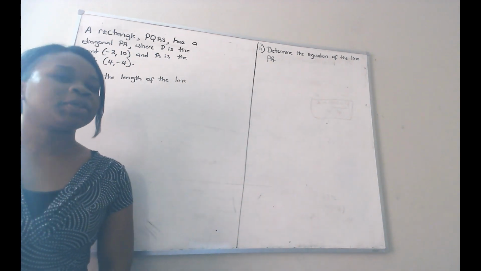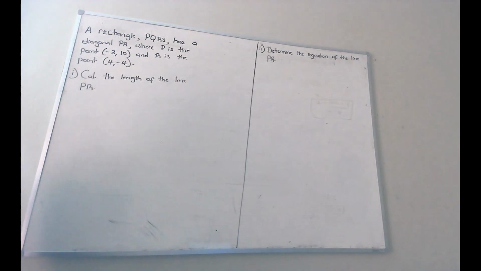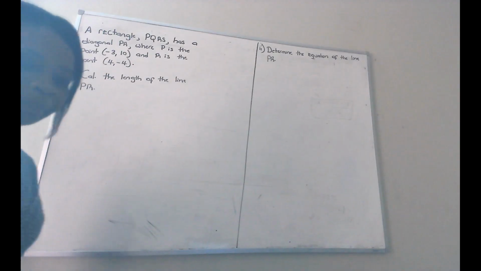Now on to our next question. A rectangle PQRS has a diagonal PR where P is the point (-3, 10) and R is the point (4, -4). We're asked to calculate the length of the line PR.